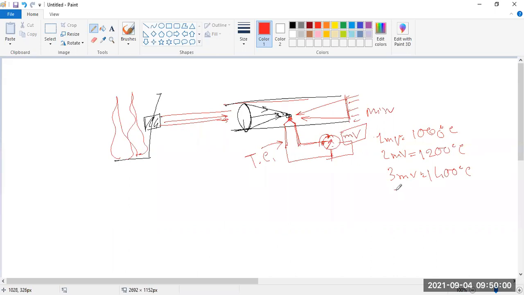If there is 4 millivolt, so each millivolt is giving 200 degree centigrade. In this way, if we make a scale, then we can easily measure the temperature of this furnace. This is called the calibration. And the smallest difference between these two measurements is called the resolution. And in this way, we can measure with this type of pyrometer.